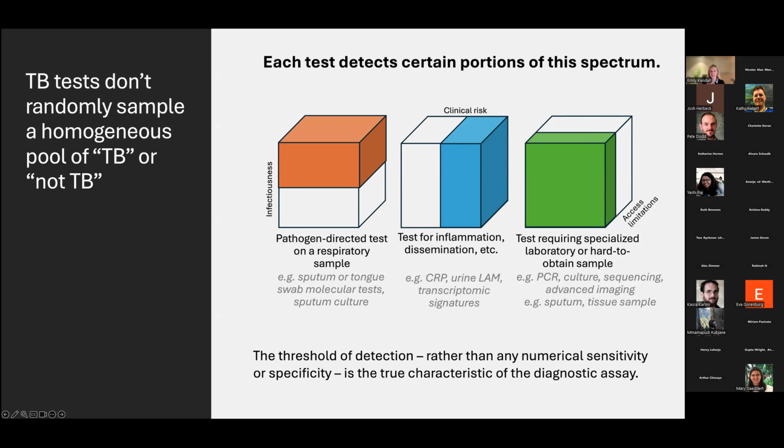For a pathogen-directed test on a respiratory sample, like a sputum molecular test or tongue swabs or sputum culture, they are getting at bacteria that are being excreted from the respiratory tract and correspond fairly closely to infectiousness. Whereas markers of inflammation or host response may, at least in the short term, correspond closely with clinical risk.